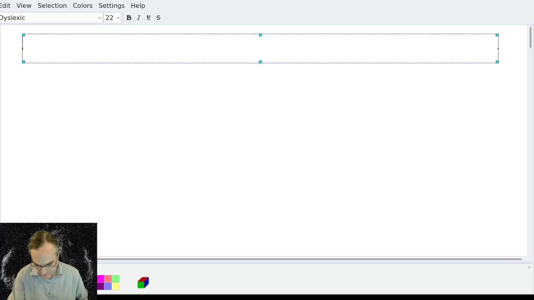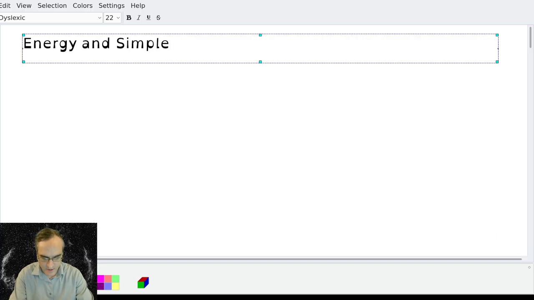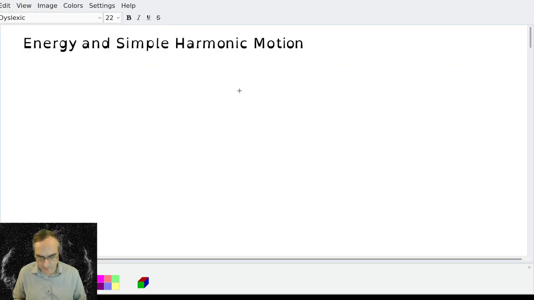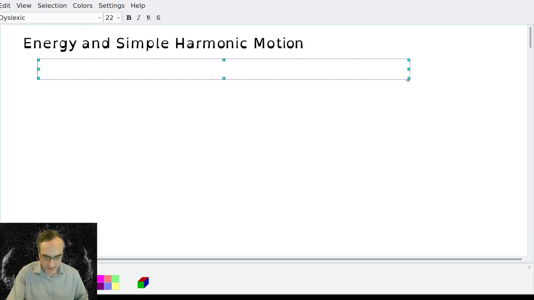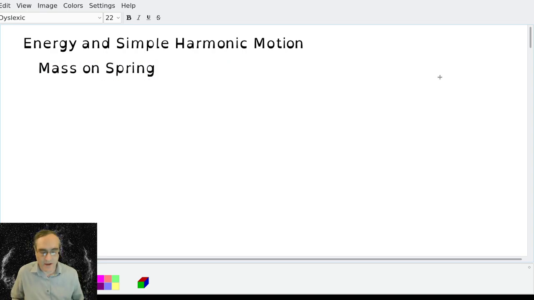Oops, wrong color. Energy and simple harmonic motion. We're going to start the discussion with a specific discussion of energy for simple harmonic oscillators, a mass on a spring. And if we have time at the end, which I think we will, I'm going to talk very briefly about how it will relate to pendulums, because the relationship more or less still holds for pendulums as well, just with a slightly different form.